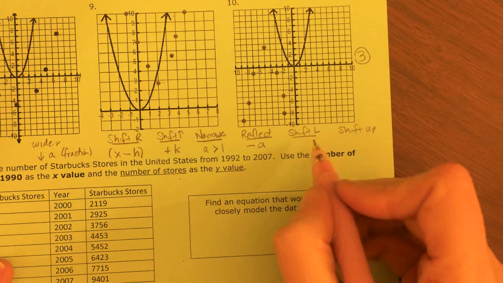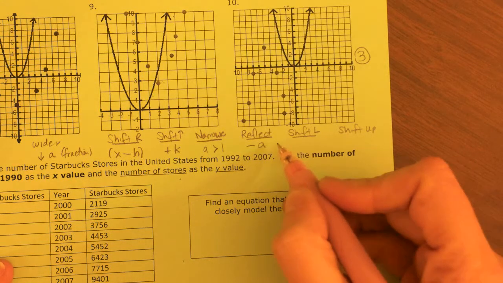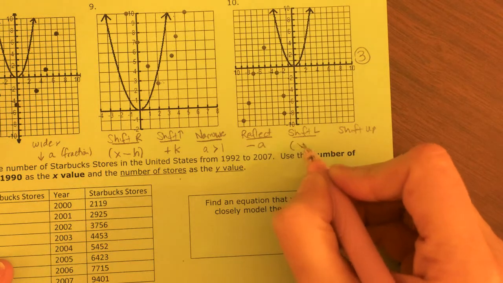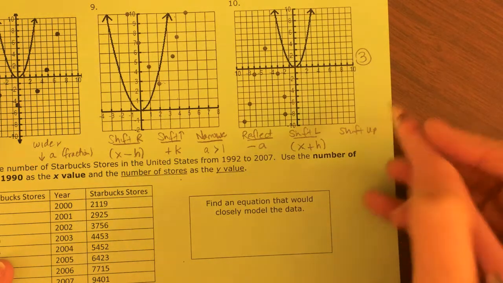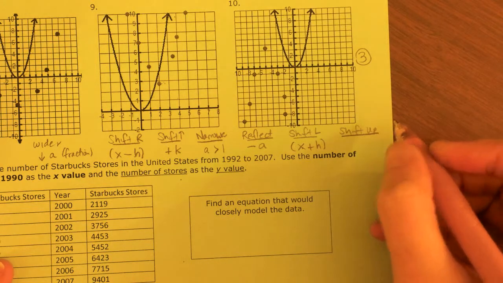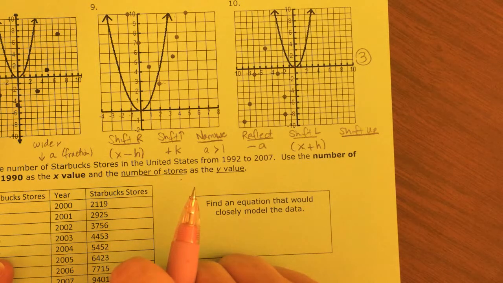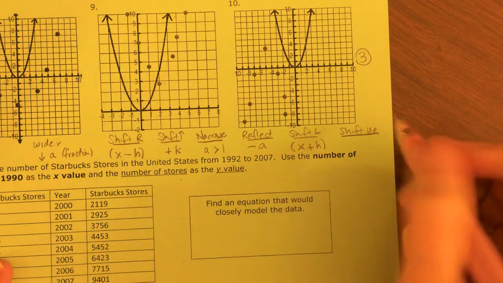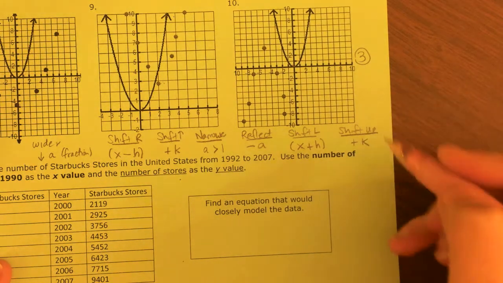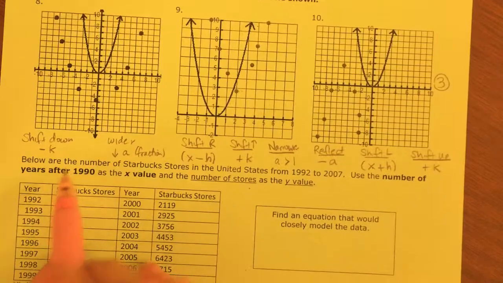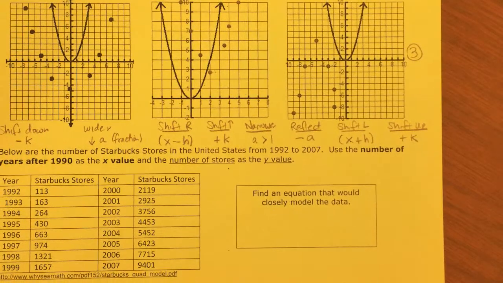Okay, if I want to shift left, shifting left looks like it's going to be subtracting h, but really it means I'm going to add h. So I should have x plus h, not x minus h. And if I shift up, what do I have to do? Okay, to shift up, I have to add to my k value. If I was shifting down, I'd be subtracting my k value like this one. Okay?